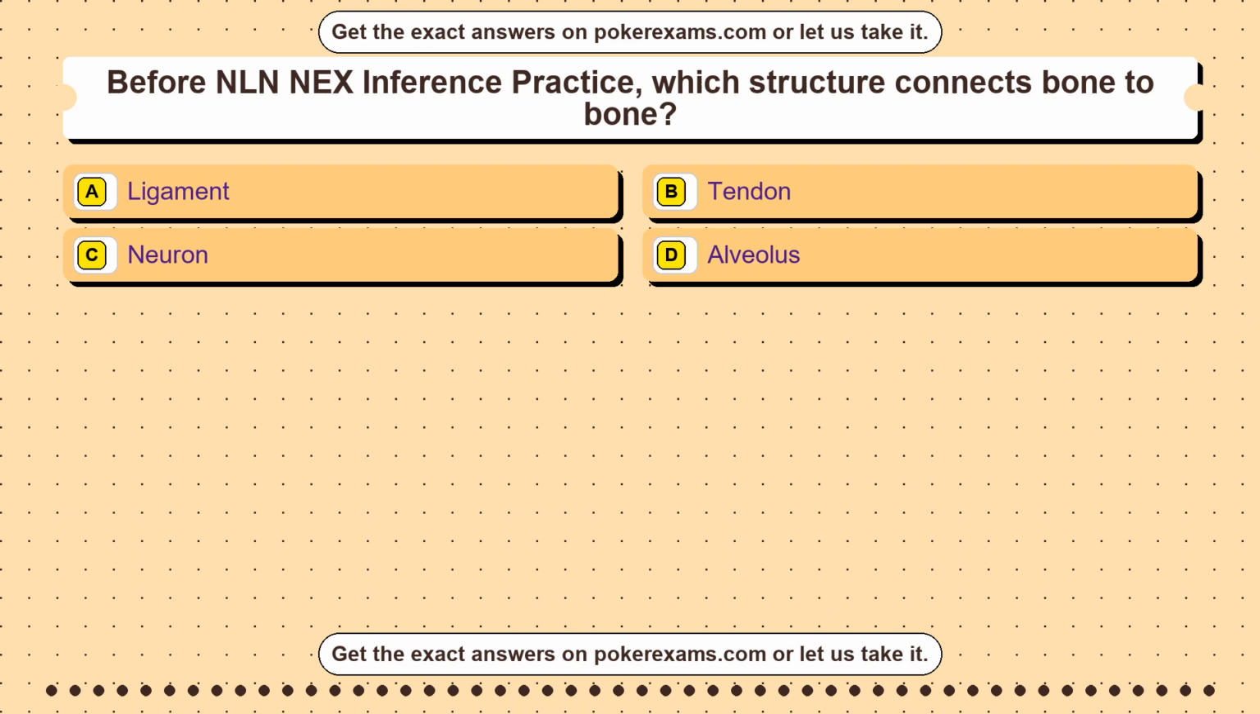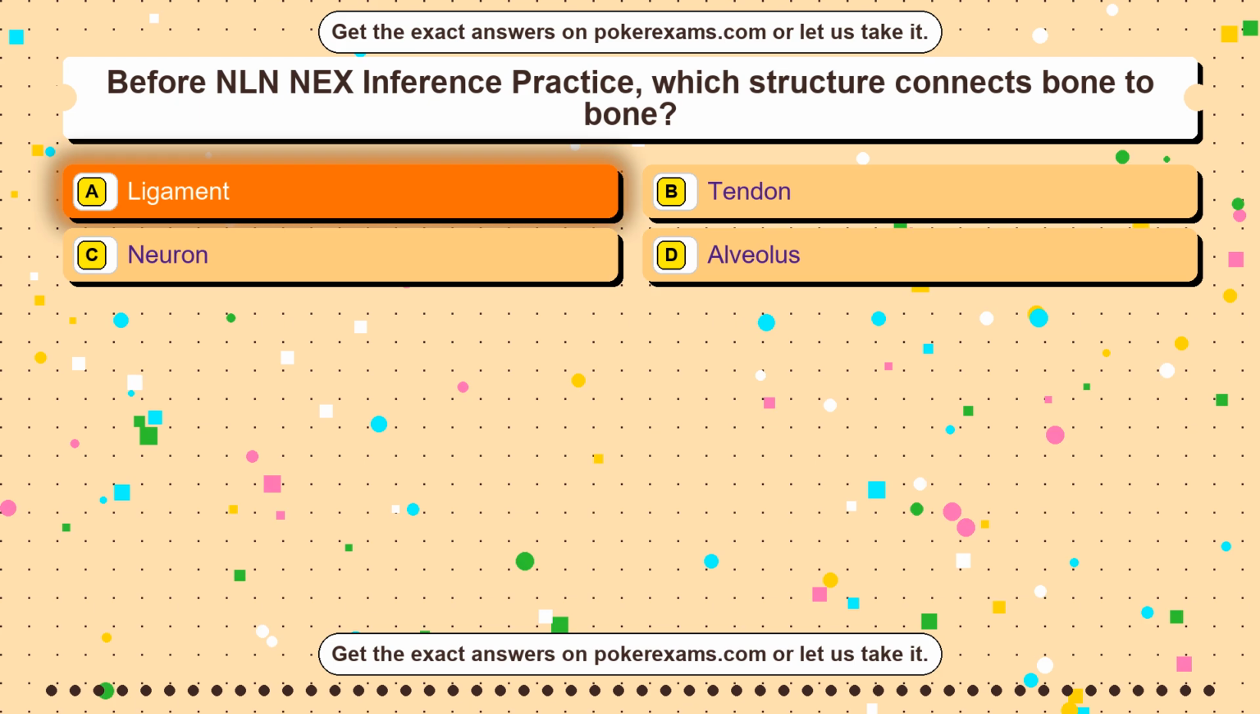Question 25. Before GED graphs and data practice, which decimal equals 3/10? Option A, 0.03. Option B, 0.3. Option C, 3.0. Option D, 30.0. The correct answer is option A.